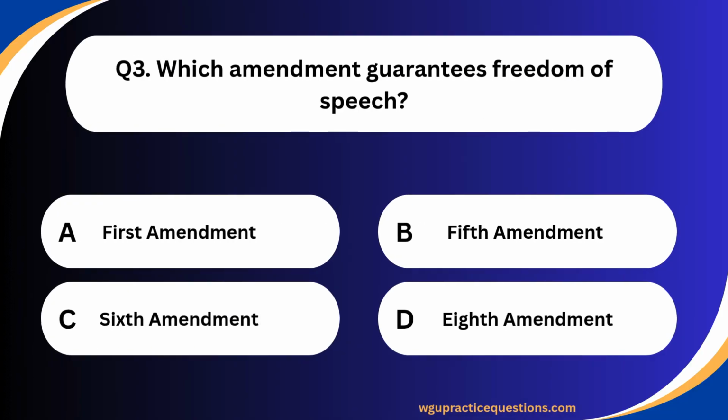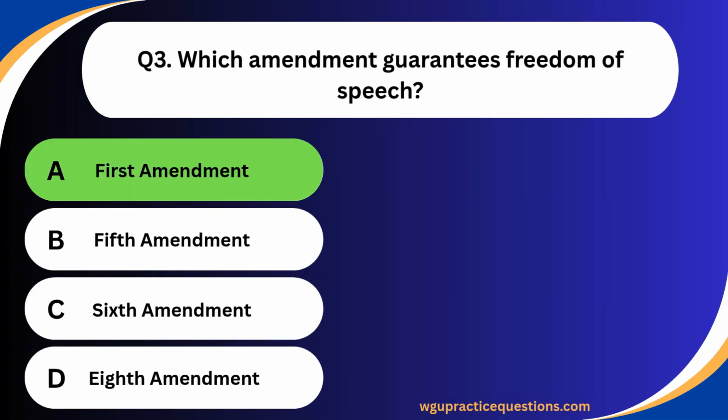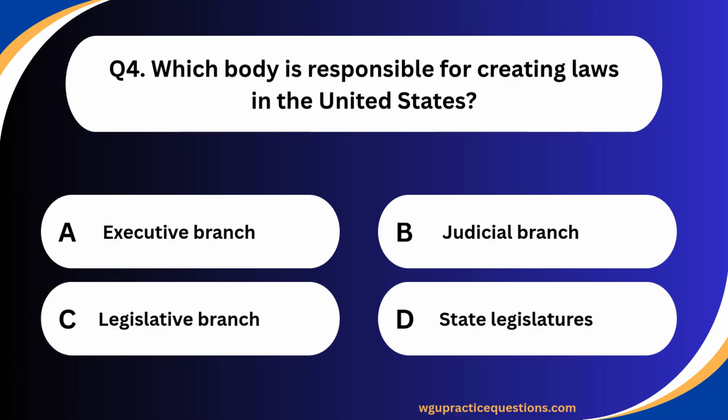Question 3. Which amendment guarantees freedom of speech? A. First Amendment. B. Fifth Amendment. C. Sixth Amendment. D. Eighth Amendment. Which one is the correct answer? The correct answer is A. First Amendment. Explanation. The First Amendment guarantees the freedoms of speech, press, religion, assembly, and petition, which are fundamental to American democracy.